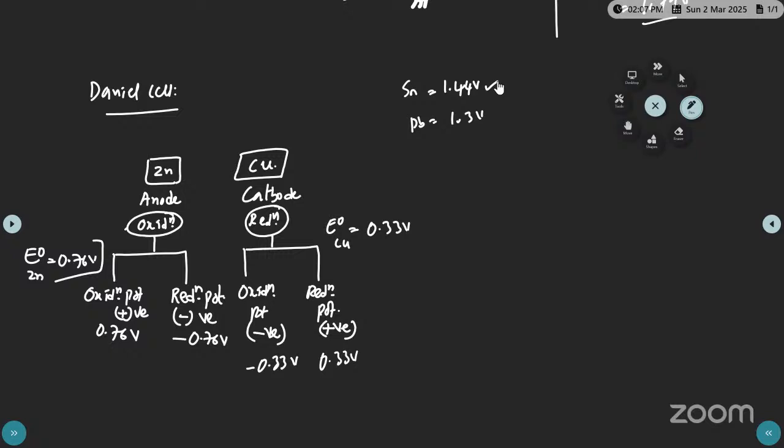Positive sign. And how can you say tin has anode? Higher potential. First of all, we have to identify the anode and cathode, followed by their potentials. In these two, tin has higher potential, so it acts as anode, and lead acts as cathode.